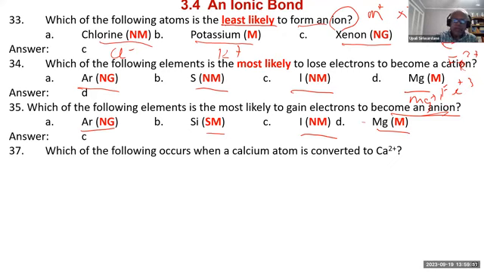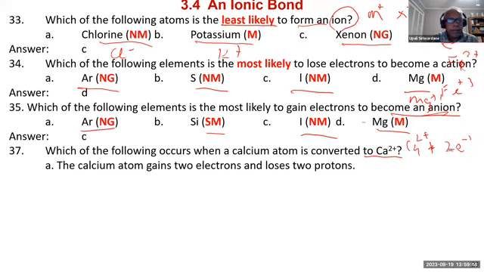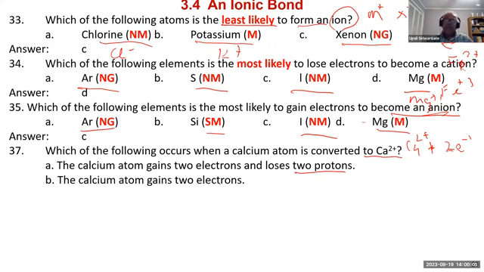Which of the following occurs when calcium is converted to calcium 2+? Calcium loses two electrons to become calcium 2+. Calcium gains 2 electrons? No, not gaining. Protons are never changed in a chemical reaction, so therefore only electrons change.